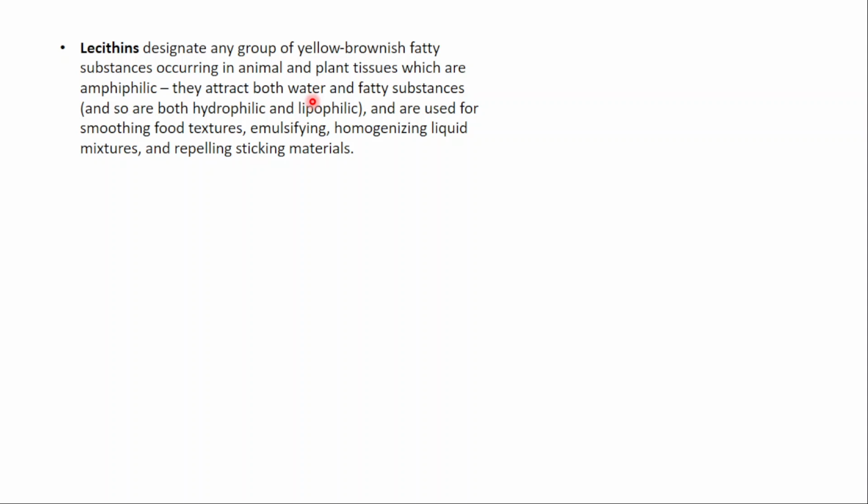But an amphiphilic molecule, the term amphi comes from amphibian. An amphibian is an animal which can live both on land and in water. Similarly, an amphiphilic molecule can be both hydrophilic and hydrophobic. Such fatty substances are called lecithins, which are amphiphilic and are used for smoothening food textures, emulsification, and repelling sticking materials. So these have a lot of applications in industry.